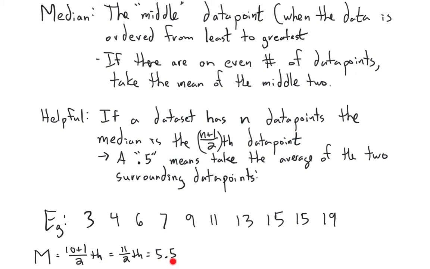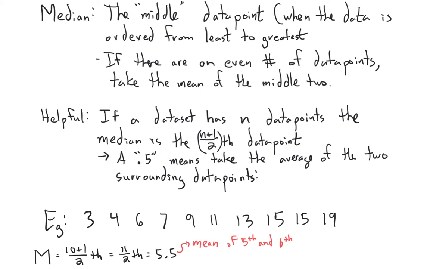So this means I want the average, or the mean. Let's say the mean of the one below 5.5, so the 5th, and the one above 5.5, so the 6th, immediately above and immediately below.